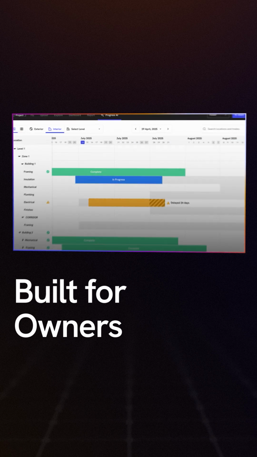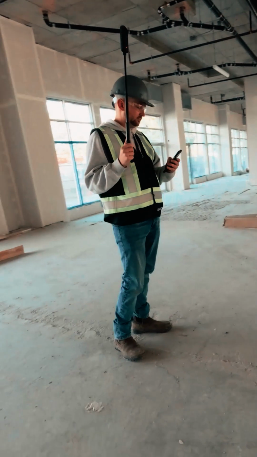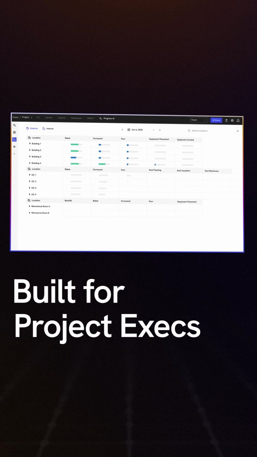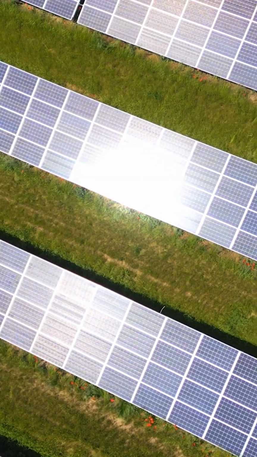Owners and developers get unbiased, visual proof of percent complete, timestamped and documented in every room in 360 degrees. And project executives can replace secondhand reports with automated visual intelligence they can trust across the portfolio.